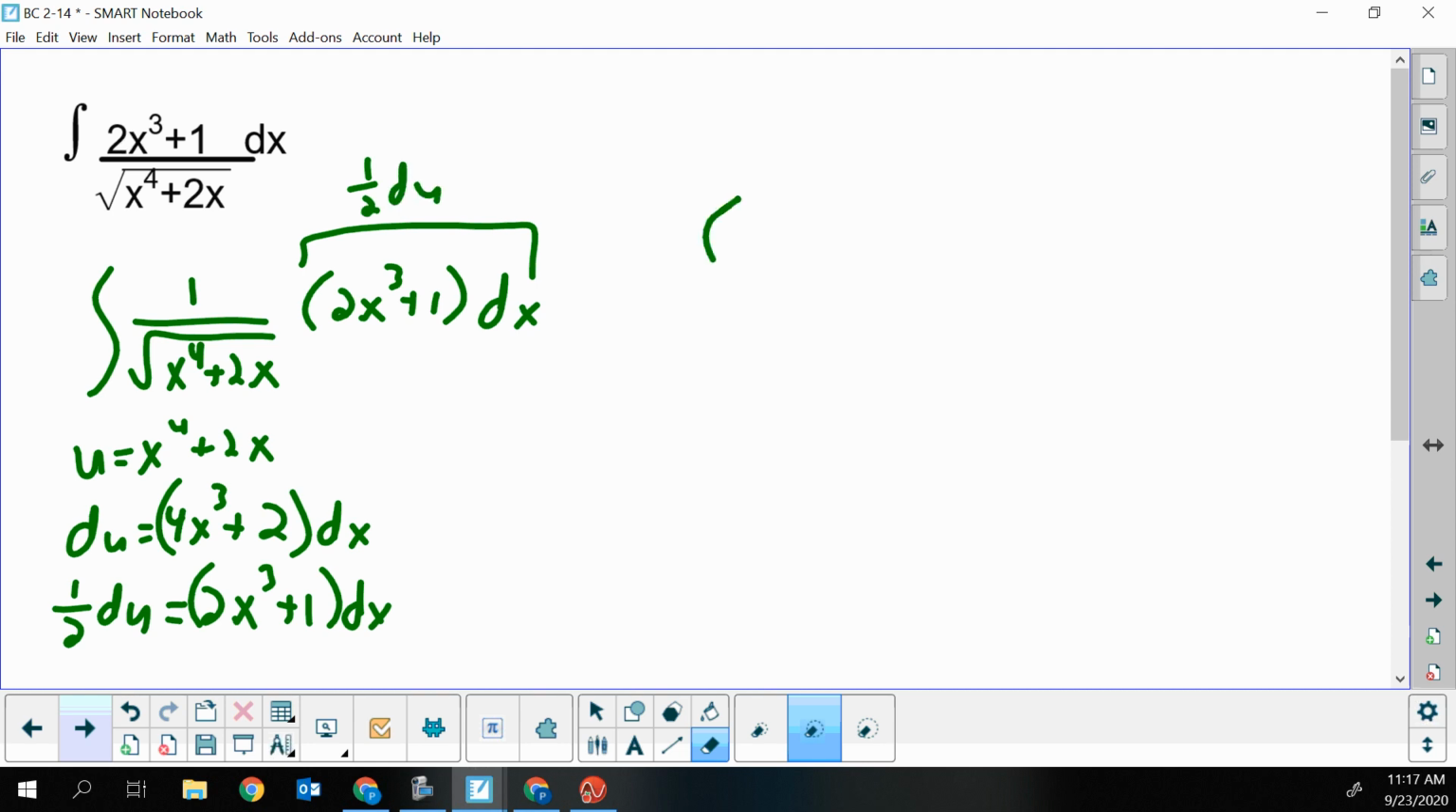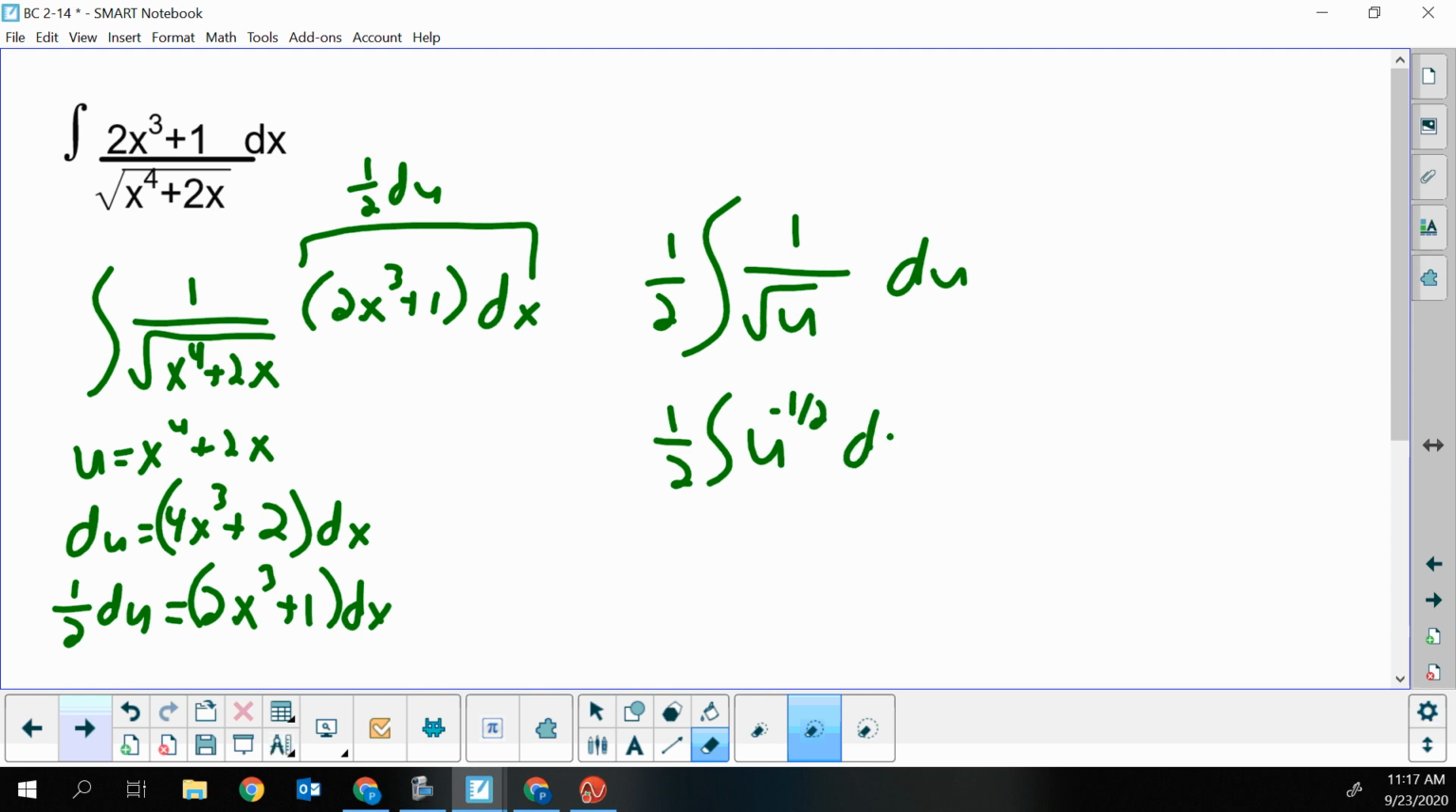Well, then the integral is now going to be 1 over square root of u. We'll have the 1/2 out front and the du at the end. So we're going to have 1/2 the integral of u to the negative 1/2 du. Our exponent goes up 1, so we'll have u to the positive 1/2. Well, if we divide a 1/2 by a 1/2, that's just going to give us 1. So we'll have u to the half. And don't forget your plus c.